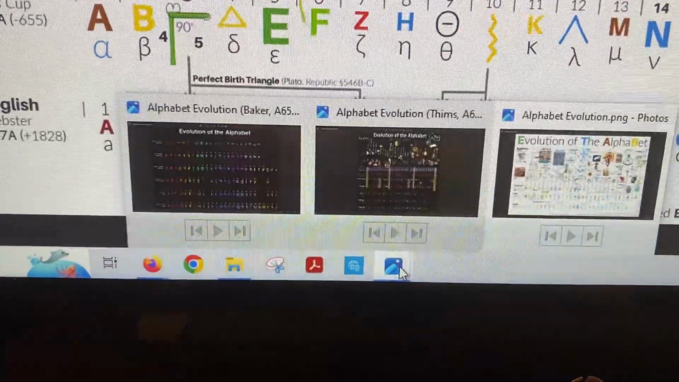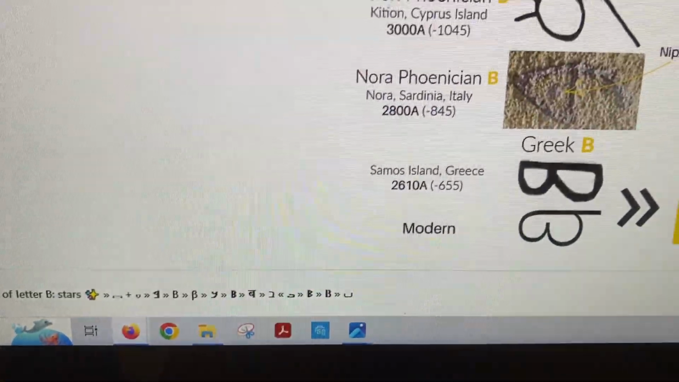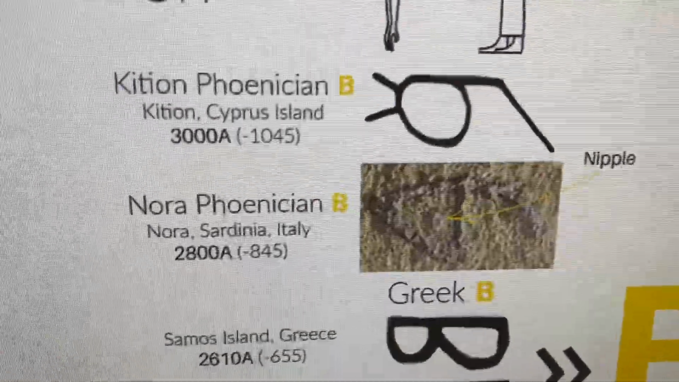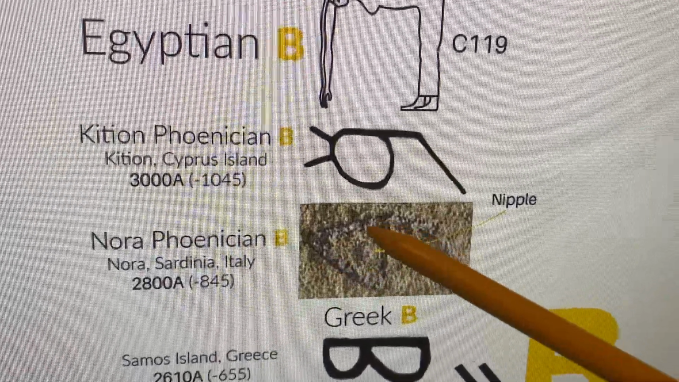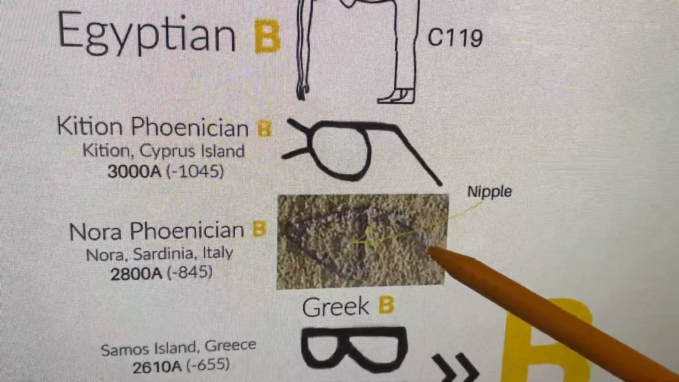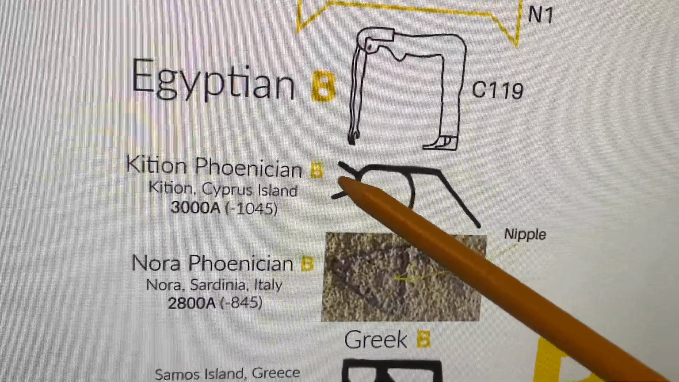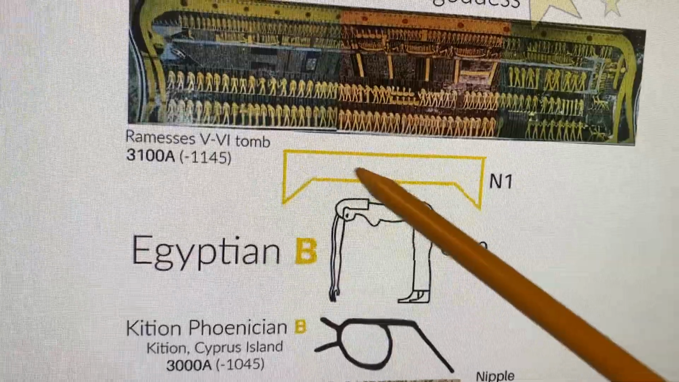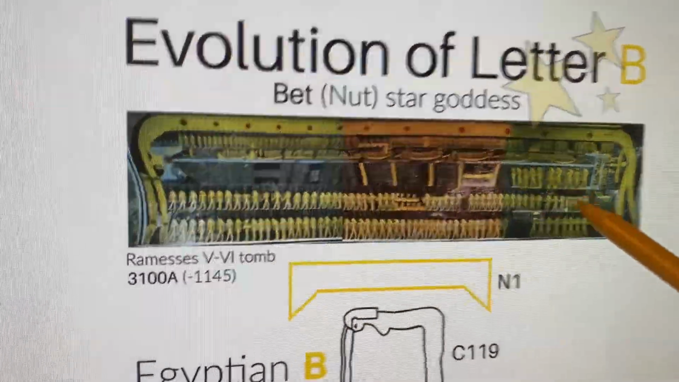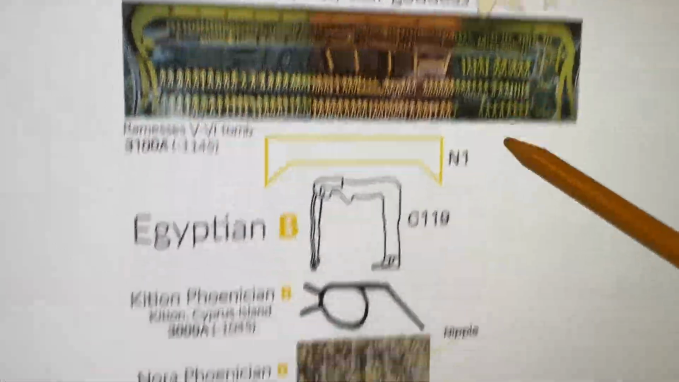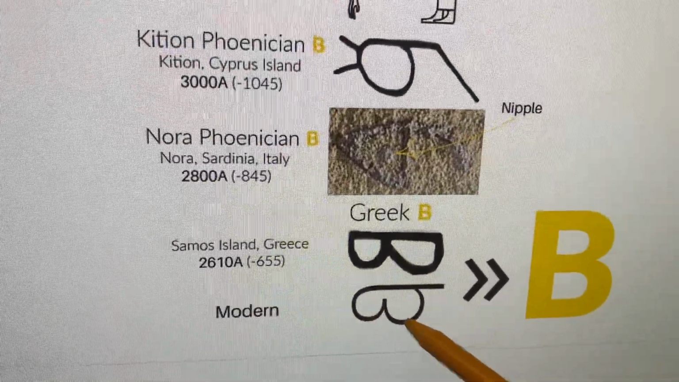I will just point out here we see the Norah stone nipples. There's breast here, the star goddess is back here, and there's a nipple. And there's the Kideon Phoenician bee with the two arms. And then we see the N1 hierotype. And then we see the Ramses full ceiling bet star goddess. And then Samos Island B, small capital B.